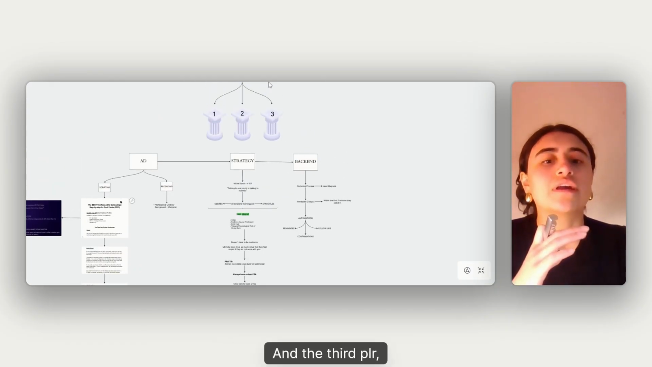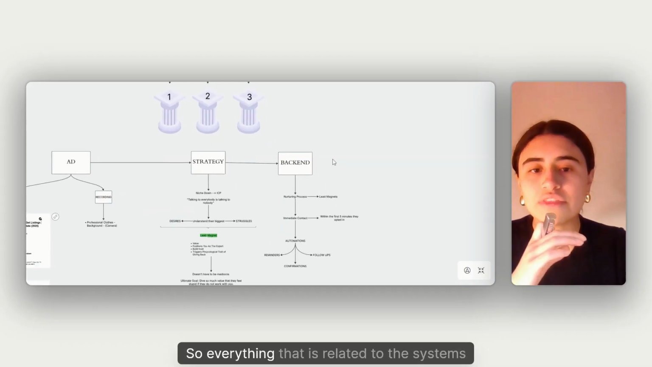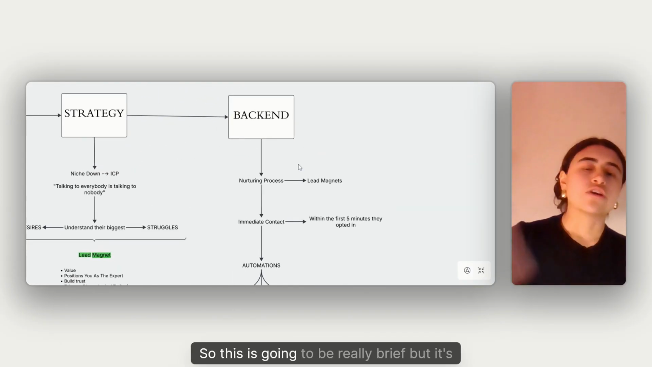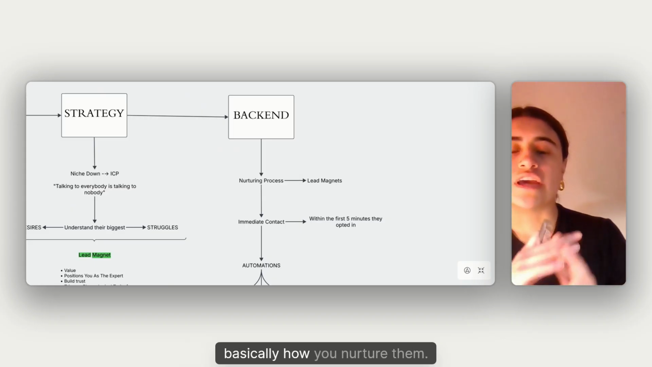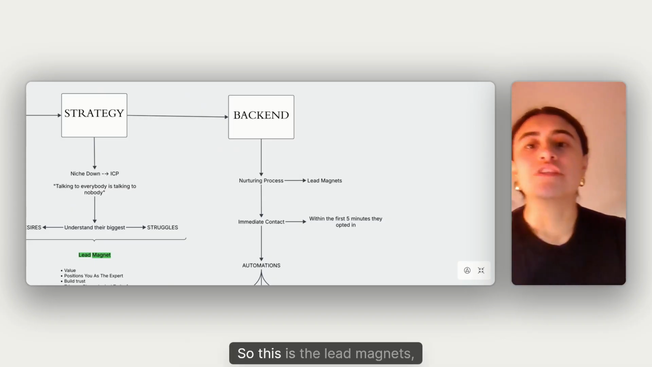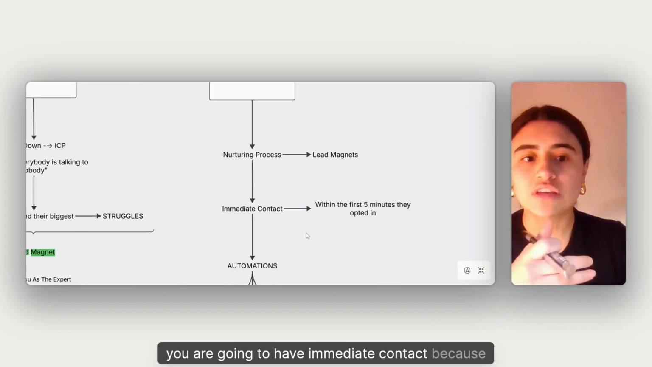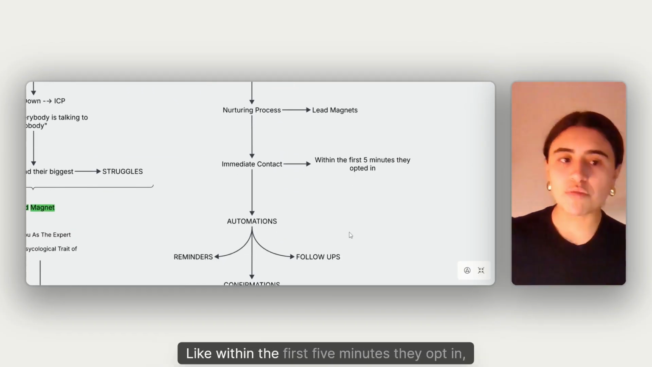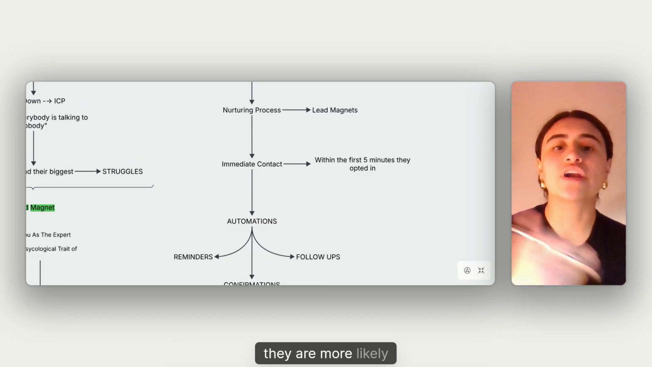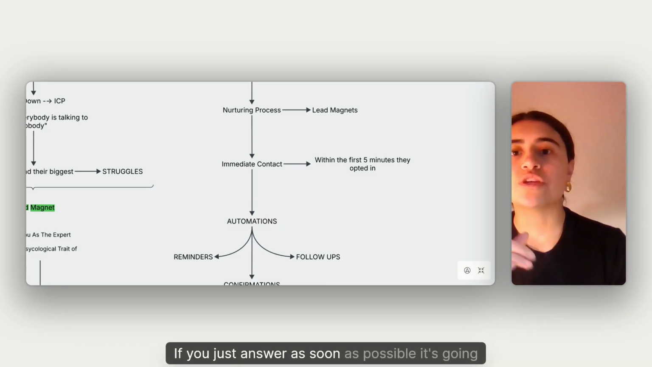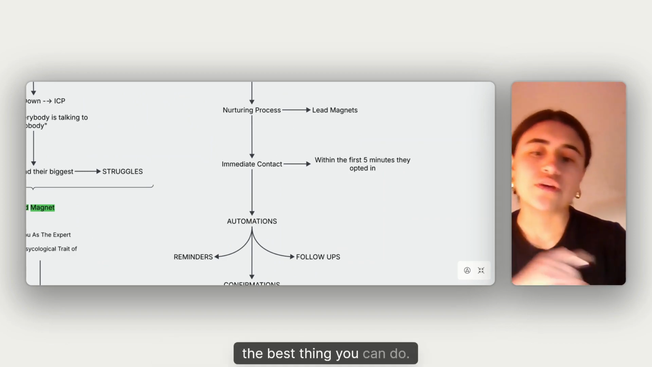And the third pillar is the back end, so everything that is related to the systems, basically. This is going to be really brief, but it's basically how you nurture them. So with the lead magnets, you are going to have immediate contact because it's really important. Within the first 5 minutes after they opt in, they are more likely to actually work with you. If you just answer as soon as possible, it's the best thing you can do.